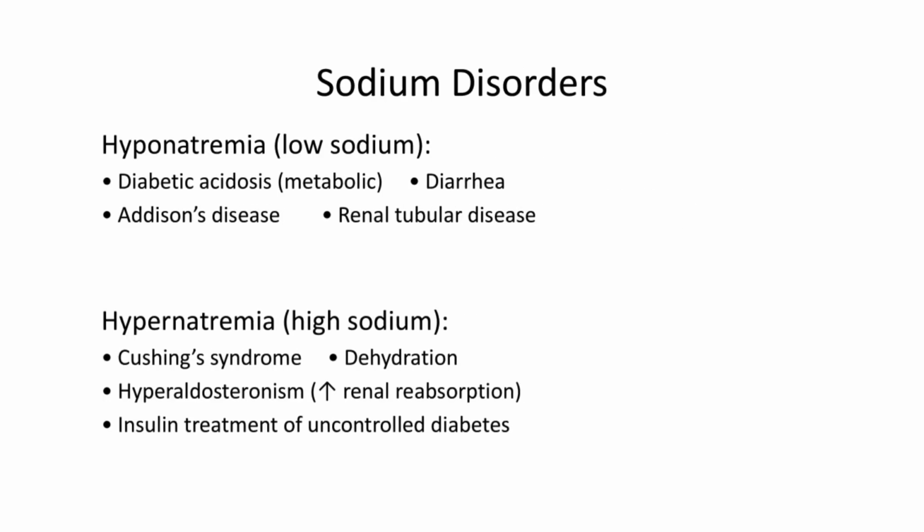When sodium levels drop too low, we call this hyponatremia. This can be seen in conditions such as diabetic metabolic acidosis, diarrhea, Addison's disease, and renal tubular disease. On the other hand, when sodium levels rise too high, this is hypernatremia. It may occur in Cushing's syndrome, dehydration, hyperaldosteronism, or during insulin treatment for uncontrolled diabetes.